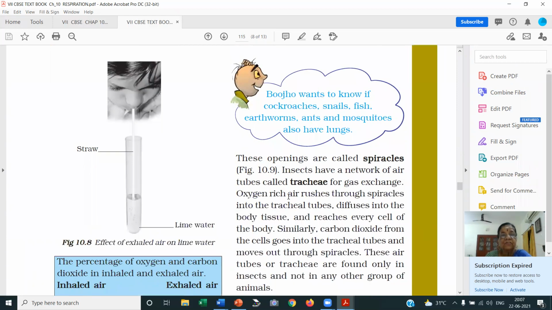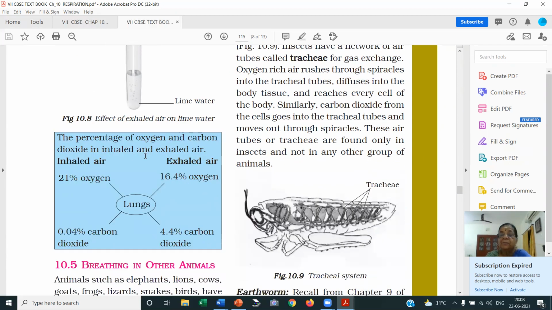This we have studied in 6th standard. Living things breathe, respire. You take a test tube with a little lime water, and blow out through a straw or a glass tube. The lime water will turn milky. Then the percentage of oxygen and carbon dioxide, the arrow mark around the lungs, you have to copy.